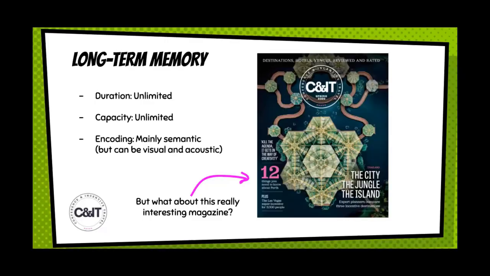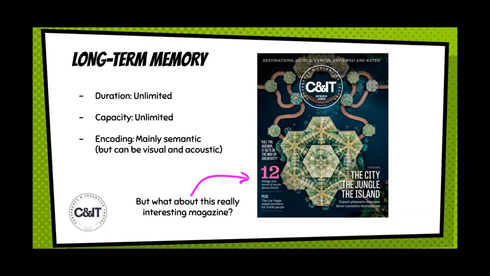Now, long-term memory, they say the duration is unlimited, the capacity is unlimited, and the encoding is mainly semantic, but it can be visual and acoustic as well, of course. But the challenge with this is, if we look at that multi-store model that I mentioned earlier, it suggests that anything can go into long-term memory as long as it's rehearsed and revised enough, right? You go through it enough and bam, it goes into your long-term memory.